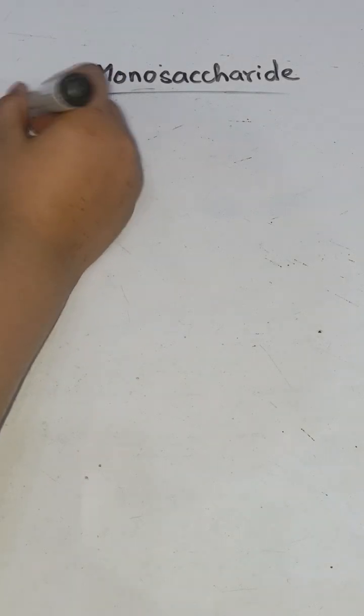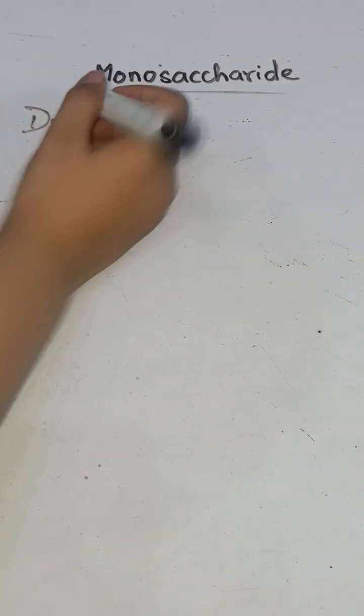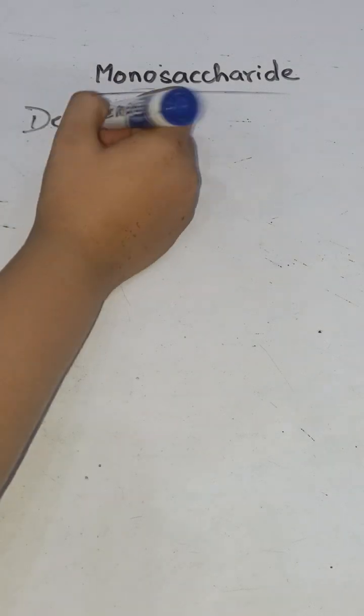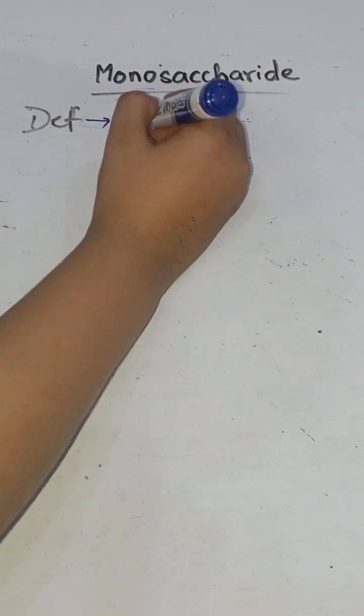Okay, so for the startup, I am going to define what a monosaccharide is, and I am going to give three definitions. First, the definition for your long question: whenever a long question is given to you, this is how you will define it. Monosaccharides are the simplest form of carbohydrates. So these are the simplest ones.